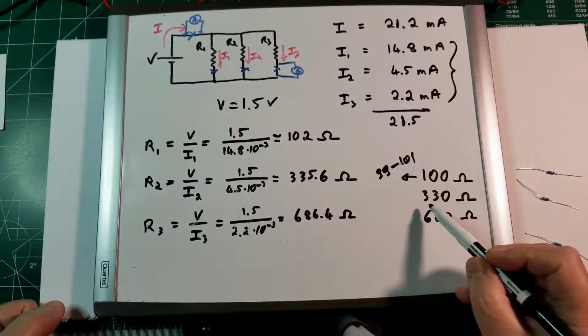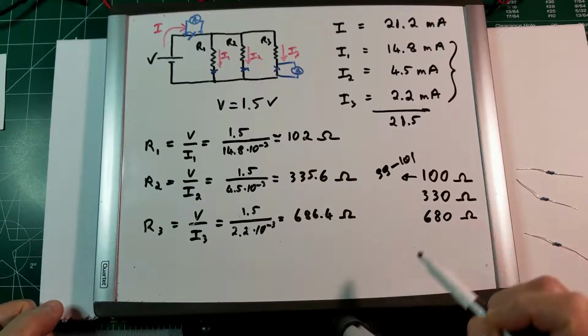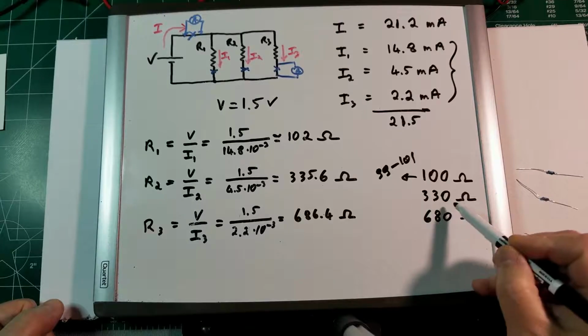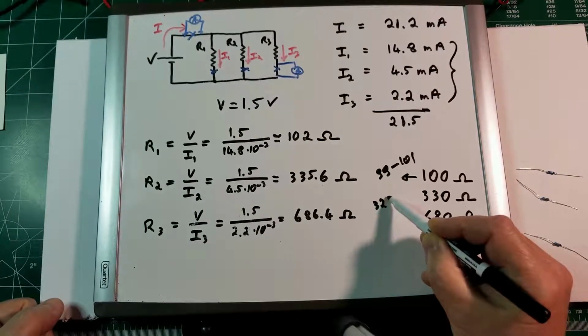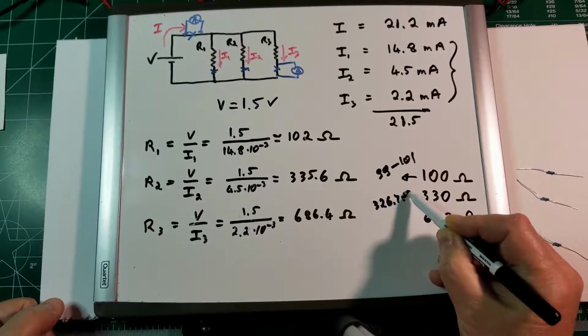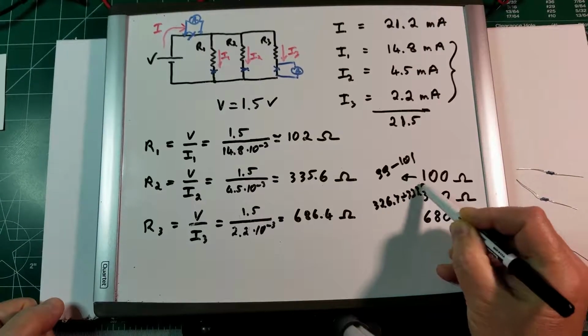For this one, it will be 3.3, the 1%. So this resistor will be anywhere between 326.7 and 333.3.